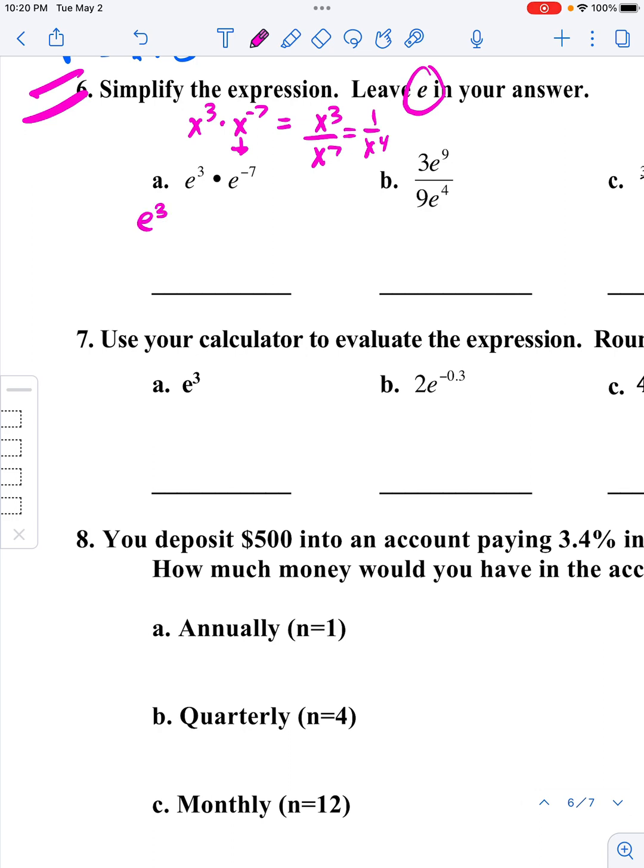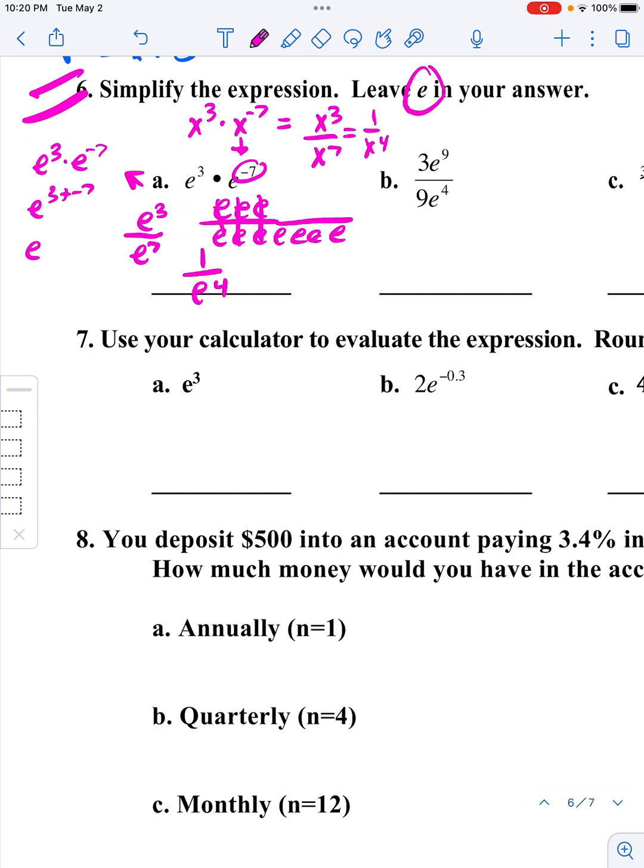So here, there's a couple ways to do it, but one is to move that down since it's negative. Now I have that. And this is like having 3 of them on the top and 1, 2, 3, 4, 5, 6, 7 of them on the bottom, which is why you end up with 1 over e to the 4th power. And there's another way to think of it. You could also be like, wait, when they're neighbors like that, the powers add. So 3 plus negative 7 will put me at e to the negative 4, but you can't have negative powers in your answer.